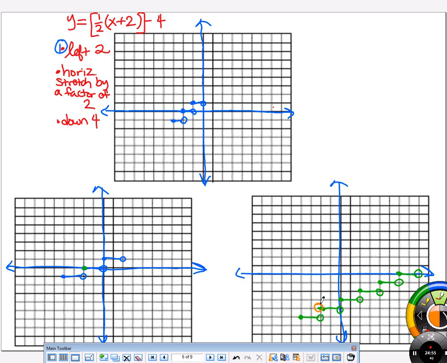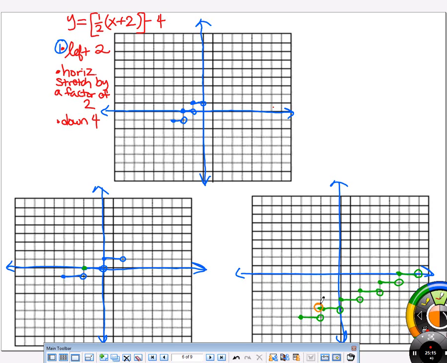That was my vertex point originally. So remember that it started here at the very beginning, right? Then it got moved to the left 2. Then the step got stretched so that it was 2 units long, but the beginning point was still here. And then that got moved down 4. So it was right there.